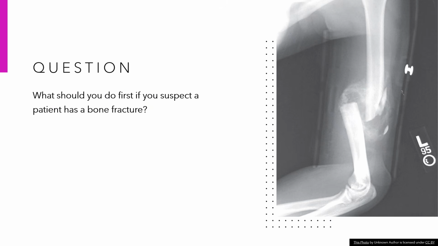What should you do first if you suspect a patient has a bone fracture? Well, the very first action would be to immobilize the limb. This helps to prevent further tissue, nerve, or vessel damage. Then you'd want to make sure that you assess for circulation and pain.